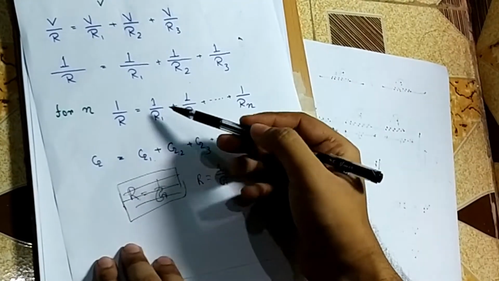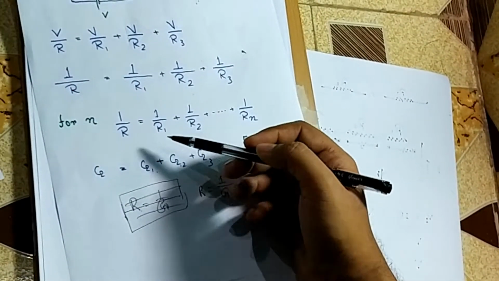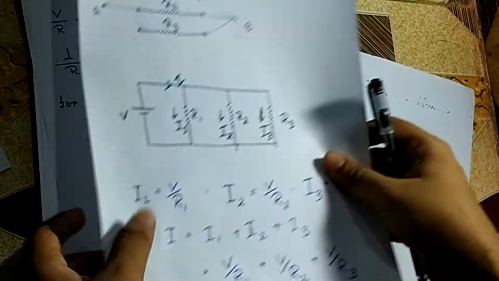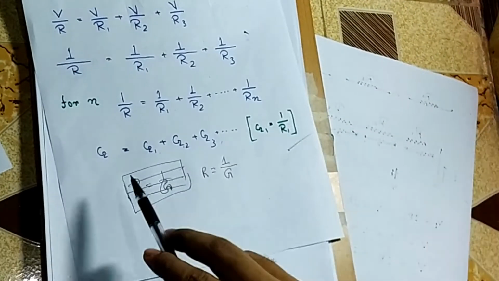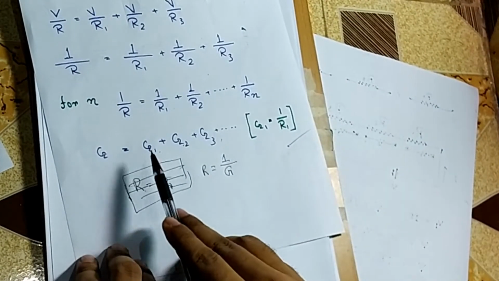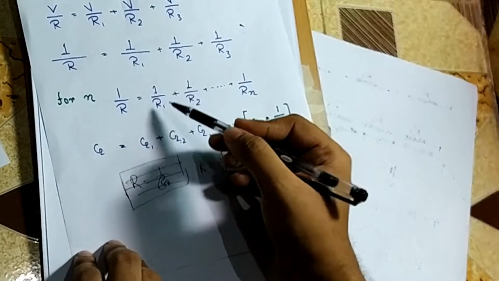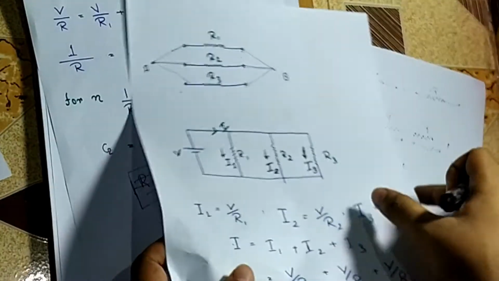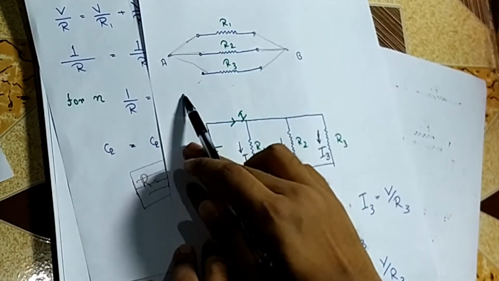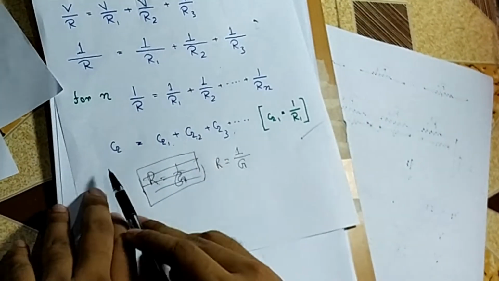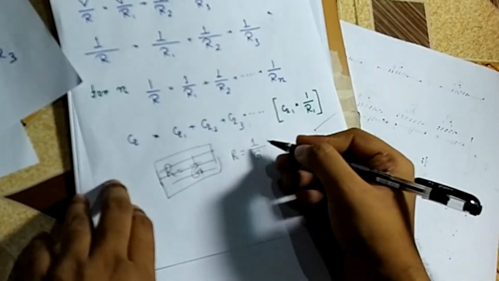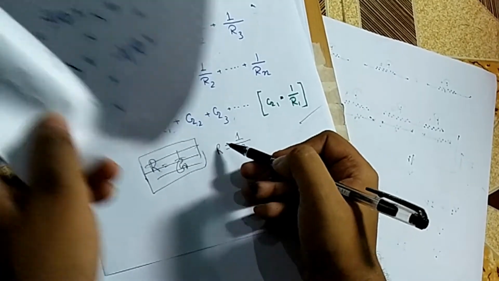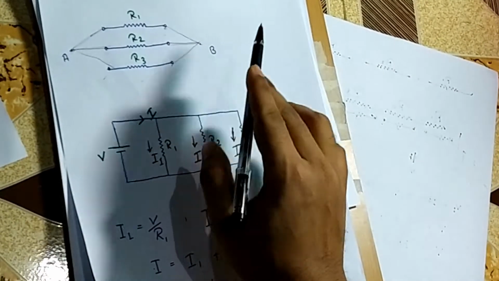Now 1 by R1 is nothing but the conductance of resistance R1, and 1 by R2 is the conductance of R2. So we can see that in a parallel connection, conductances are additive. If we add the conductance values of the individual resistances, we can find the total conductance between points A and B. Then if we take the reciprocal of this conductance value, we will get the equivalent resistance between these two points when they are connected in parallel.